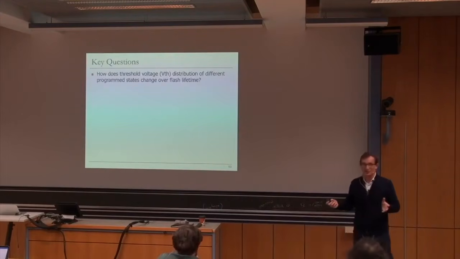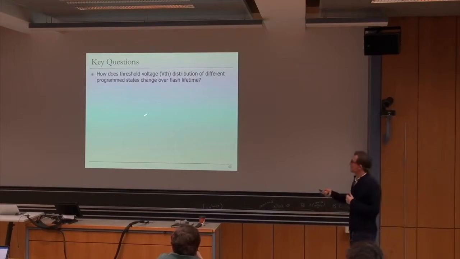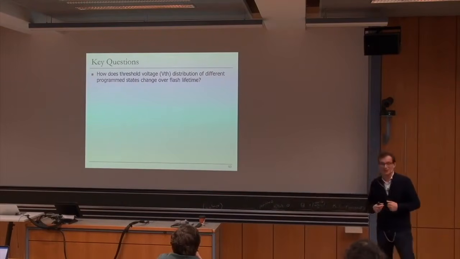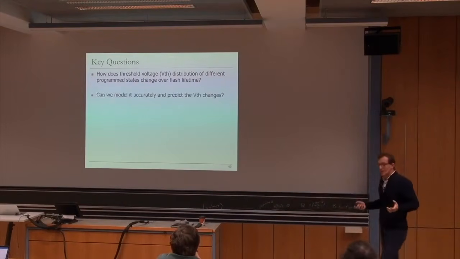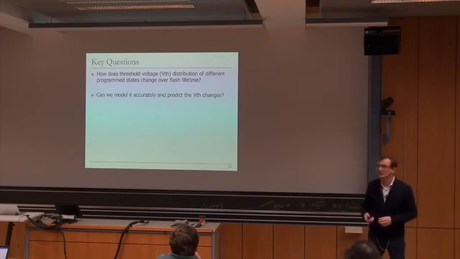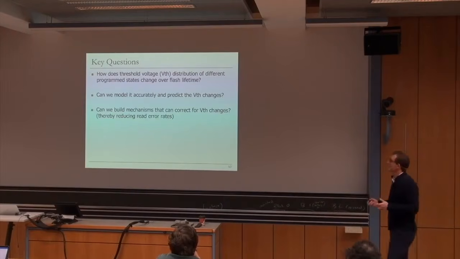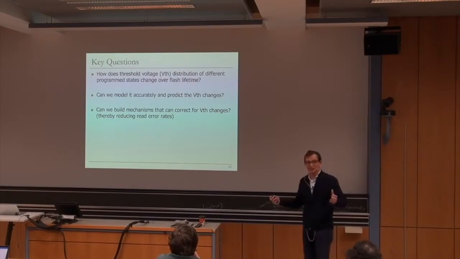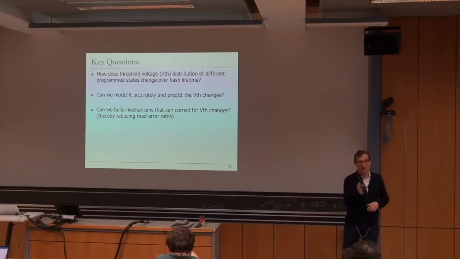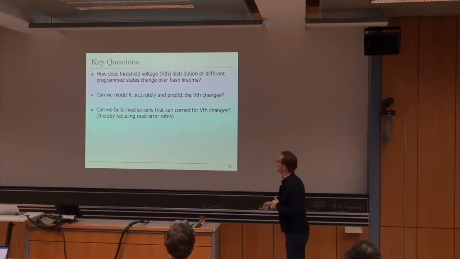So basically, one of the other key questions that we had next is, how does this threshold voltage distribution of different program states change over a flash lifetime? And can we model it accurately and predict the threshold voltage changes before they happen? And can we build mechanisms that can correct for these threshold voltage changes, thereby reducing read error rates? Perhaps one other way of handling retention errors is by changing the read reference voltage. That's not the best option, but that could be handled that way.